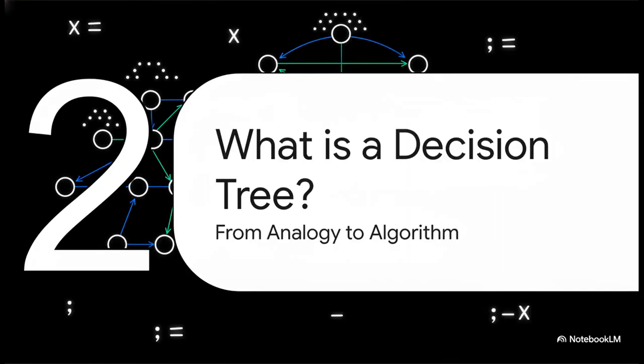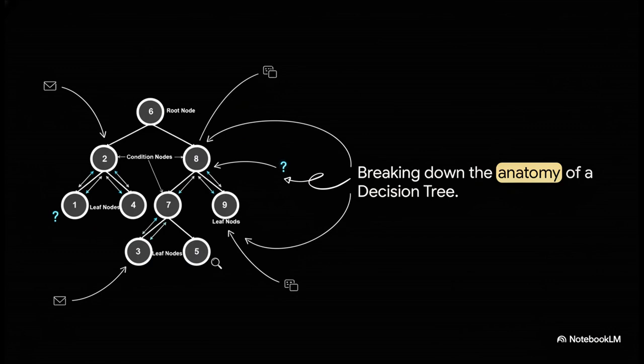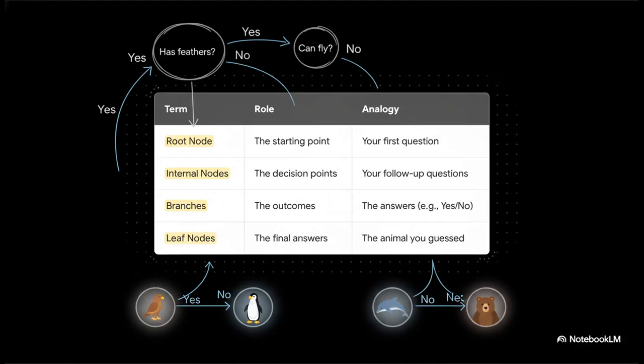Okay, that was fun. Now let's get a little more formal and see how this simple game translates into the actual structure used in data science and machine learning. So this is what it looks like when we put on our data science hats. That game we just played gets turned into this branching structure. In the world of machine learning, this is what we call a decision tree. And trust me, every single piece of it has a specific name and a job to do. Let's break down the anatomy here.